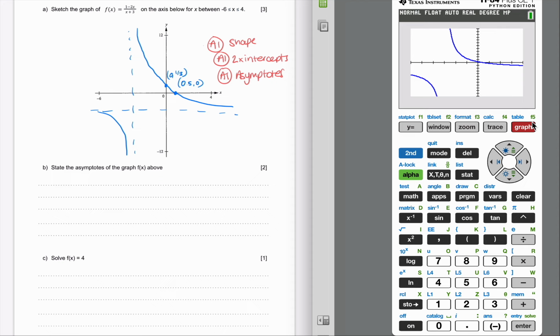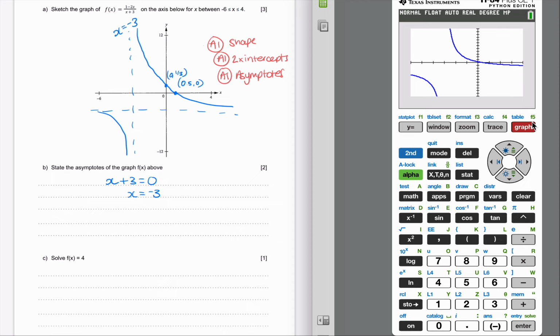So we know that an asymptote is when the denominator is equal to 0. So if I rearrange this and subtract 3 from both sides, x is equal to -3. And this is the asymptote here, x is equal to -3.